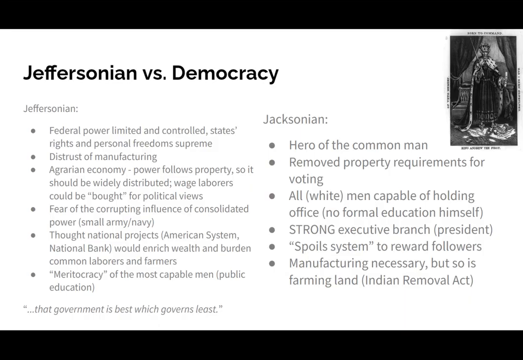Additionally, unlike Jeffersonian Democrats, he believed that manufacturing was necessary. He recognized the necessity of manufacturing. But since he's a representative of the common man, and most of the common men were farmers, he also recognized the need for a lot of farming land. So we're going to see the Indian Removal Act occur under his presidency as well. And we'll talk about that more in just a minute.